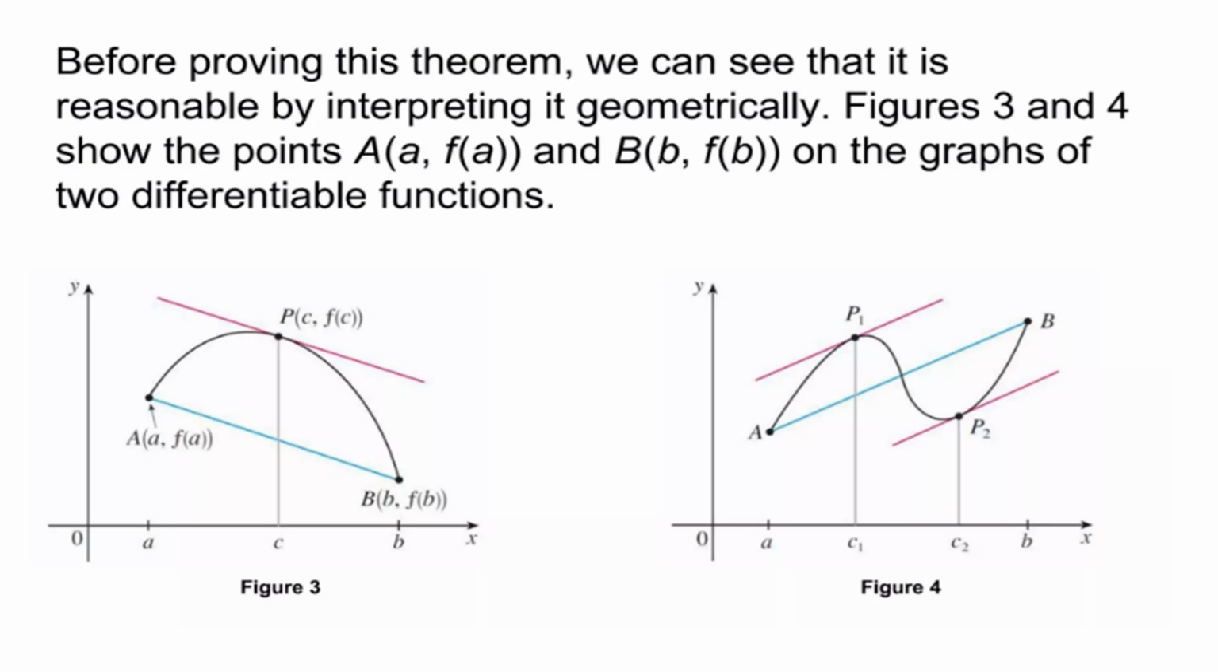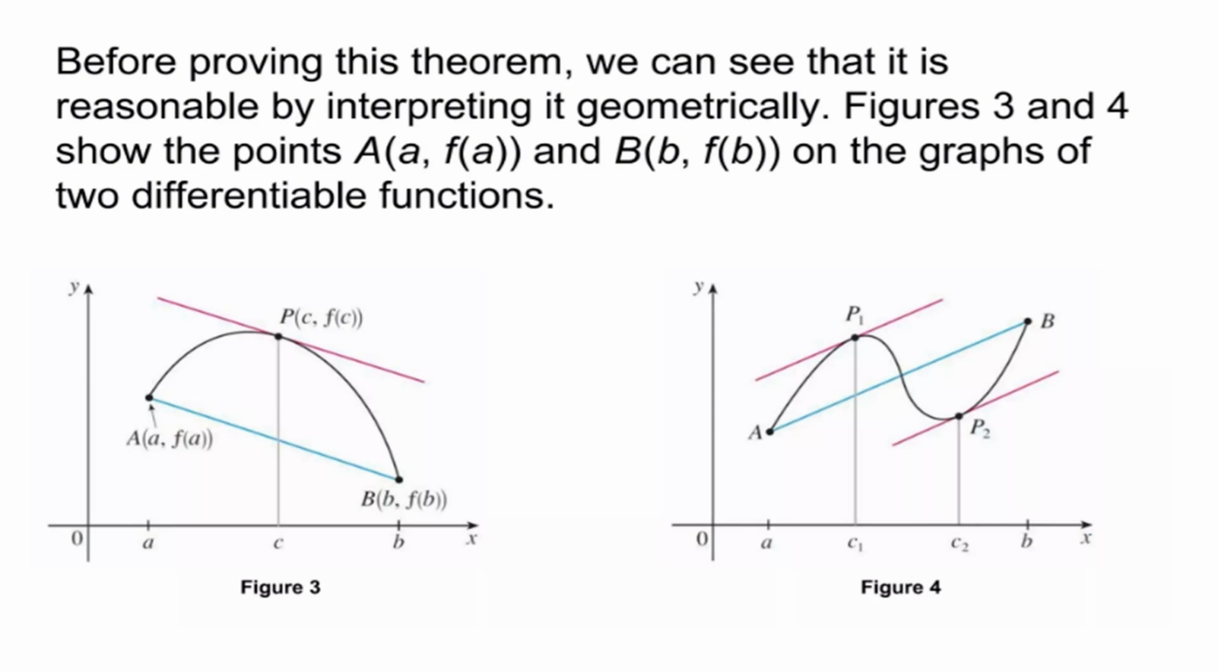See, in figures 3 and 4, I have taken 2 points a and b. These two functions are within that interval a comma b. f of x is differentiable. That means you can draw the tangent at that particular point. You are observing in both the figures: in the first figure point P, and in the second figure points P1 and P2. Therefore, you have drawn tangents at these particular points.